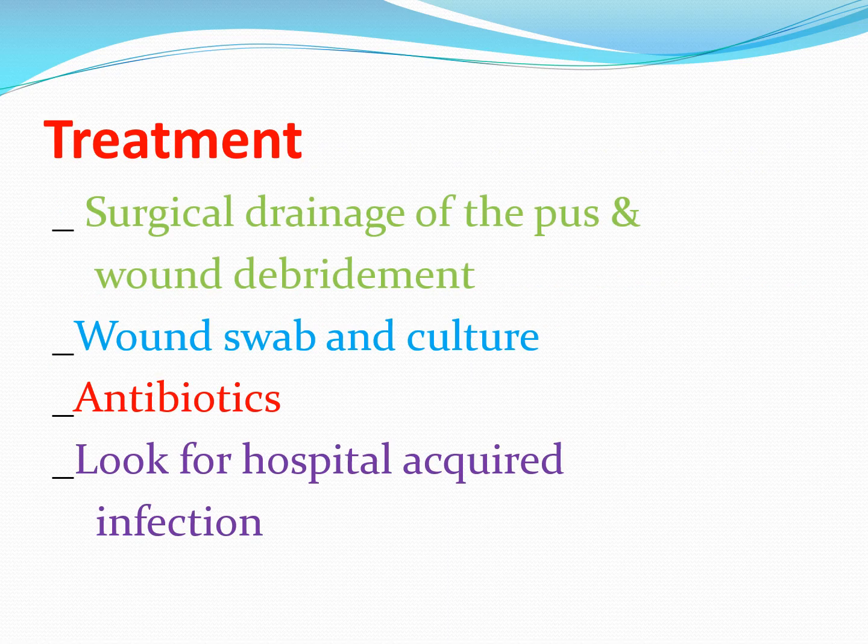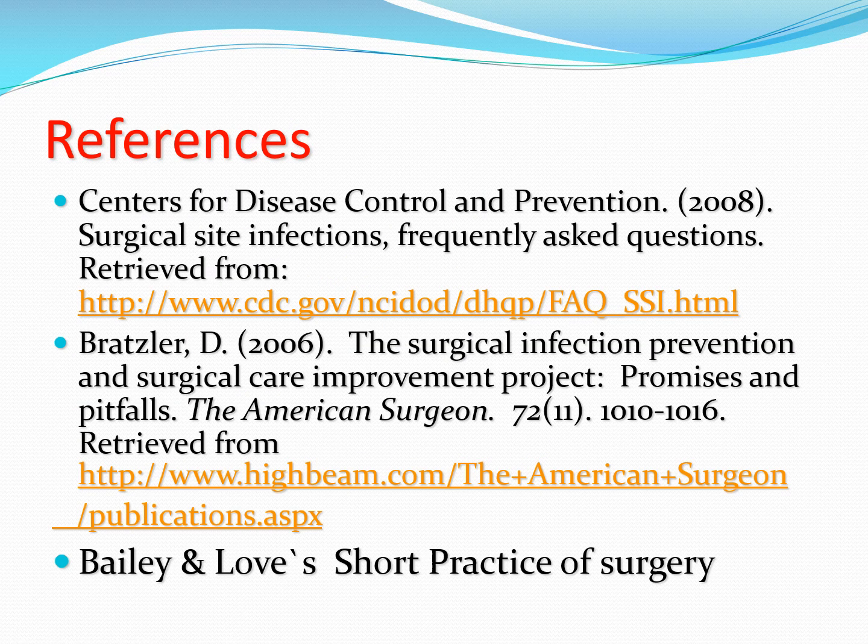Again, how can we treat patients with surgical site infection? First, we have to do surgical drainage of pus and a good debridement, and take a wound swab for culture and sensitivity, because we want to know the type of microbe affecting the wound, and to give the appropriate antibiotics for either gram-positive or gram-negative organisms or both. Then we have to look for hospital-acquired infections so as to cut off the chain of infection and prevent the development of these conditions later on.